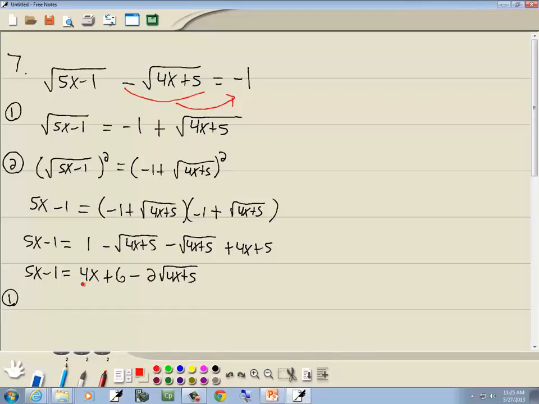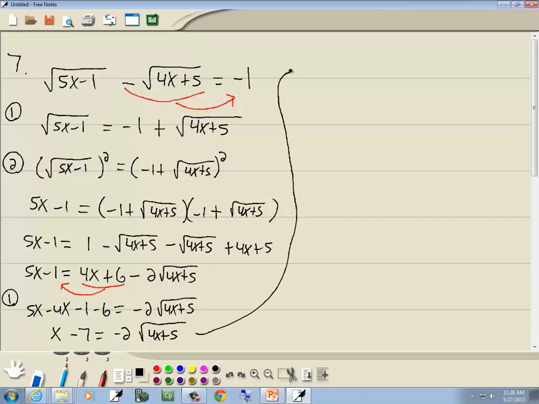So I'm going to take this 4x plus 6 and move it to the left side. So I get 5x minus 4x minus 1 minus 6 equals negative 2 square root of 4x plus 5. 5x minus 4x is 1x, or x. Negative 1, negative 6 is negative 7 equals negative 2 square root of 4x plus 5. Now the radical is not by itself, but if I divide both sides by negative 2 to get the radical by itself, I'm going to create a fraction. And again, we don't want to do that. So I'll go down to step 2.